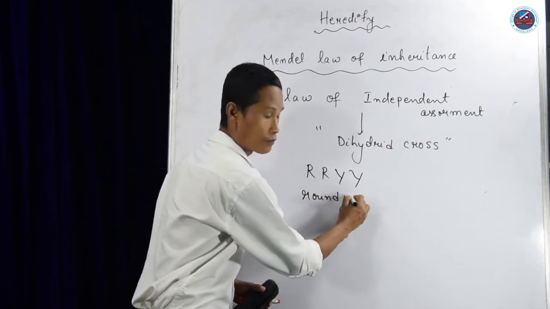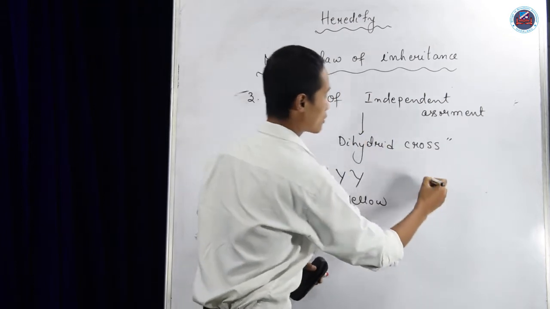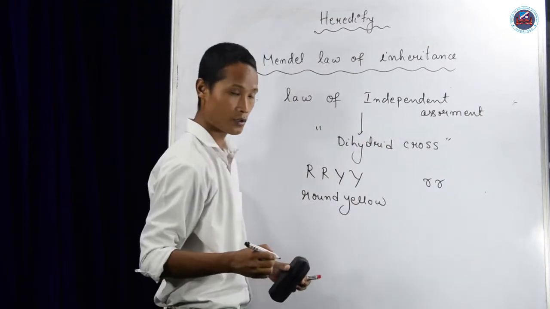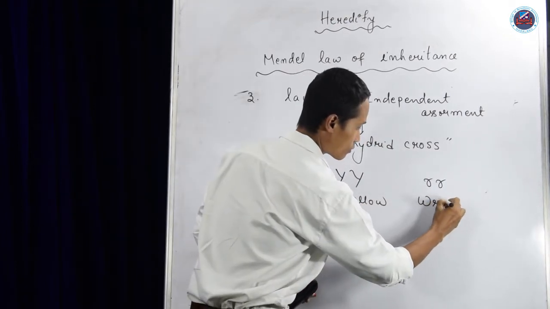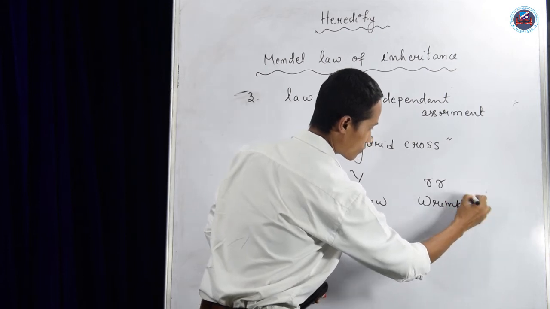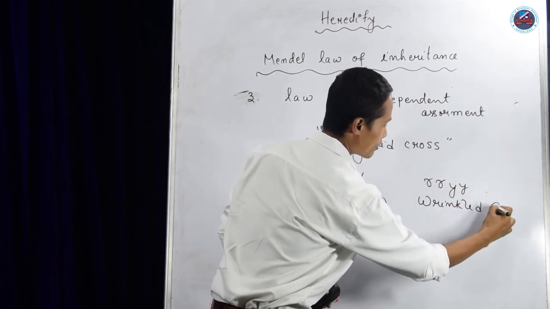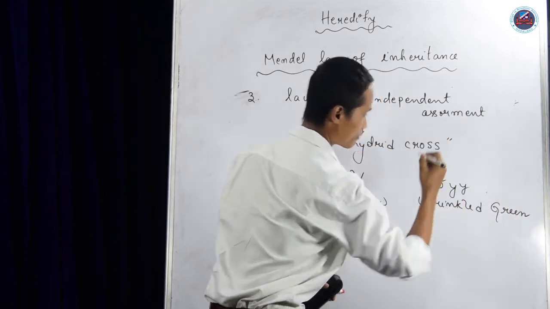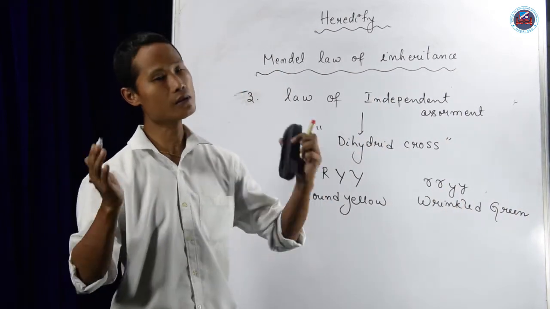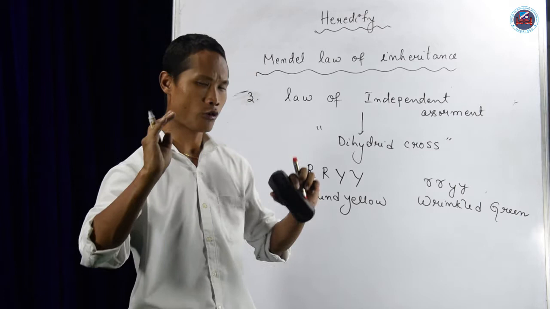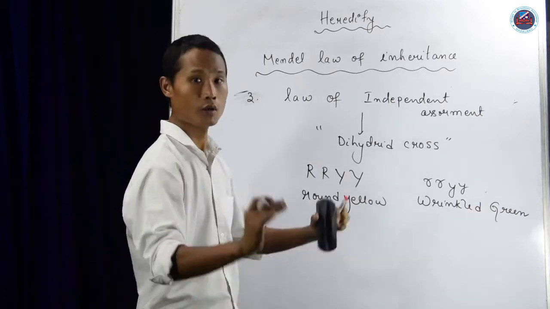Round yellow. Okay, so small r, wrinkle, small y, green. So always know that Mendel's laws always start from a pure plant, a pure line.